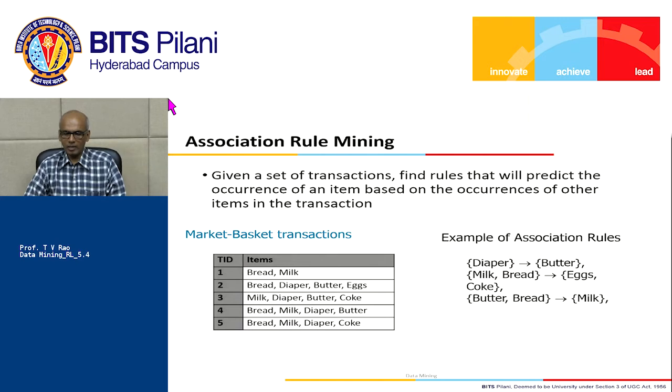To look at the definition for association rules, as we can see, if people are buying butter whenever they buy diaper, you can get a rule saying that diaper implies butter. This type of association rule we can form given a market basket set of transaction database.